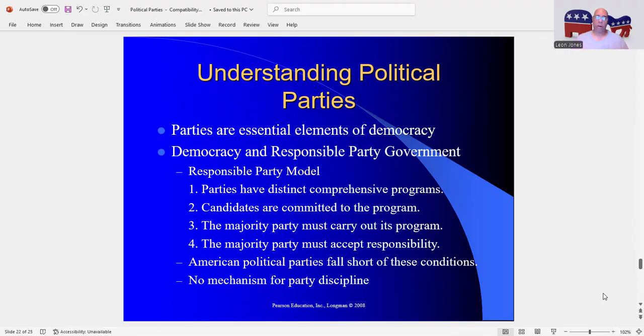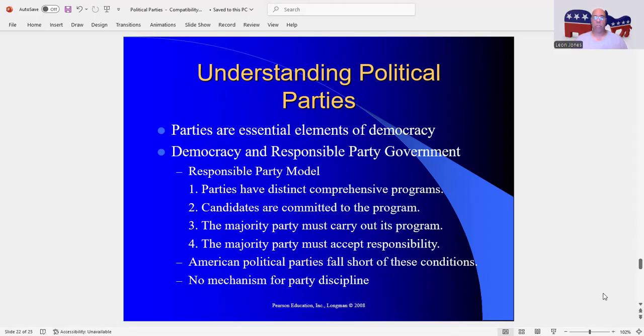Understanding political parties. Well, parties are essential elements of democracy. Which we are not a democracy. We're a democratic republic. If we were a democracy, the majority would rule in everything. So we're not a democracy. We might have some elements of democracy. We are a republic. Remember that. And again, parties are essential elements of a democracy.